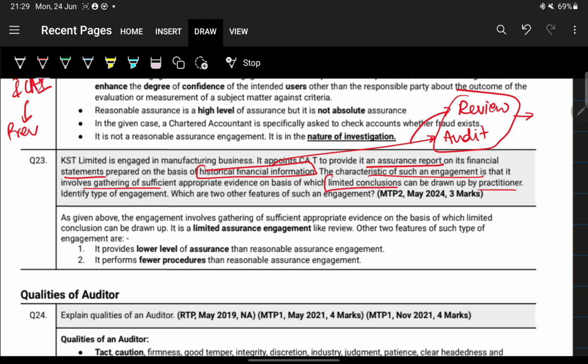Next, on the basis of it, limited conclusions. This is the keyword that differentiates the question. It gives us limited conclusions, and limited conclusions is given by review. So here the kind of engagement that they're talking about is that of a review. When it comes to review, you get limited conclusions. It is also called a limited assurance engagement. It involves a lesser number of procedures compared to an audit, and it provides a lower level of assurance.